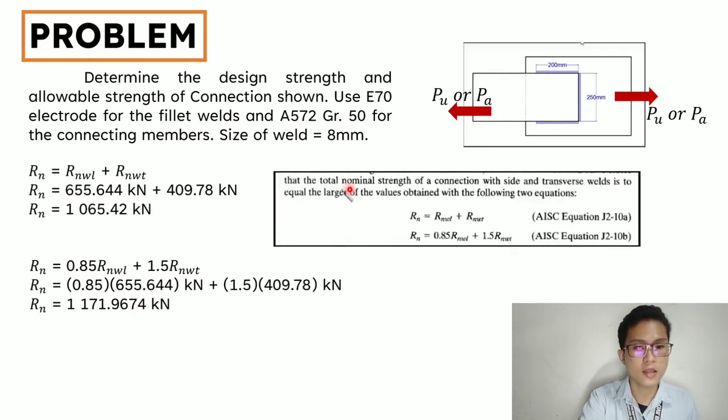As you can see here, in AISC, it is said that total nominal strength of a connection with side and transverse welds is to equal the larger of the values obtained with the following two equations. Since we solved for these equations earlier, we will only evaluate which is the larger value. So this is the larger value for R sub N, so we will be using this one.